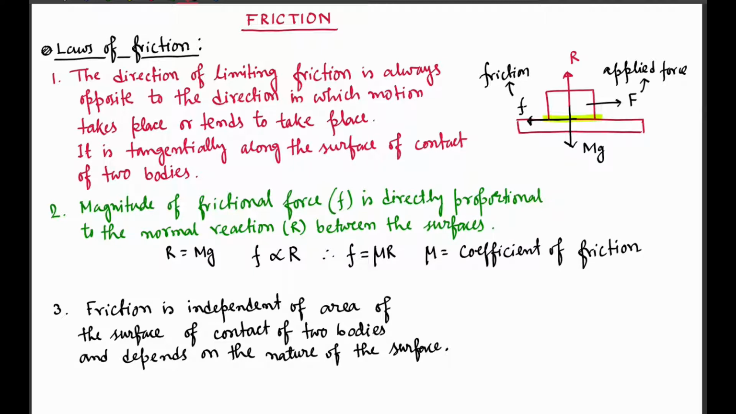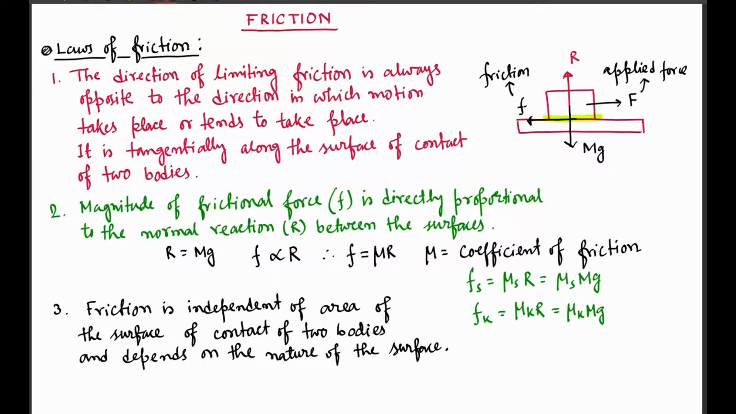For static friction, Fs is equal to mu s into R. This is equal to mu s into mg. And for kinetic friction, Fk is equal to mu k into R, which is equal to mu k into mg. Here mu s and mu k are the coefficient of static friction and kinetic friction respectively.